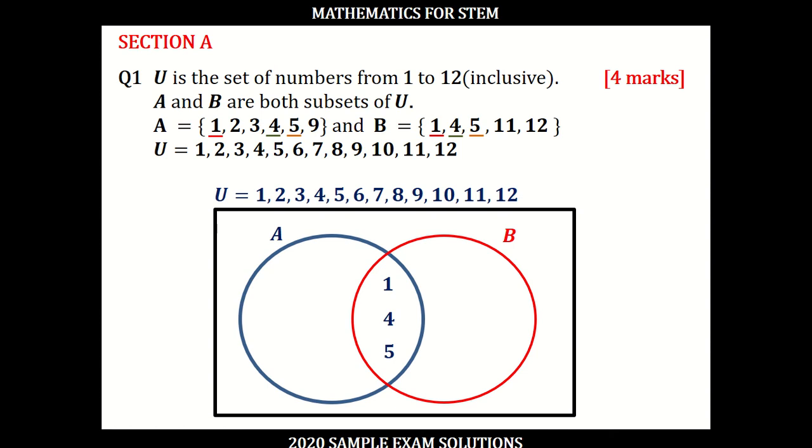Now inside A only then we're still left with a 2, a 3 and a 9. Inside B only then we've got 11 and 12. Okay, but there's some numbers we haven't dealt with yet. So we have dealt with 1, 2, 3, 4, 5. We haven't dealt with 6, 7, 8. We have dealt with 9. Nor have we dealt with 10, and 11 and 12 are also in B. Okay, so we have completed the Venn diagram.